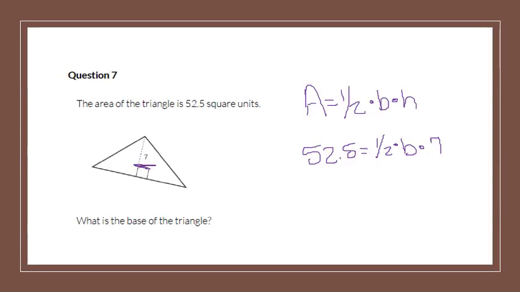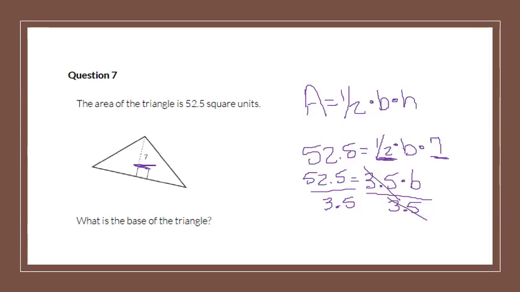Okay, so I've got to go backward. And the first thing I'm going to do is multiply 1/2 times 7. And I get 3.5 times b. And now I need to divide both sides by 3.5. When I divide both sides by 3.5, I do get that my base is 15.